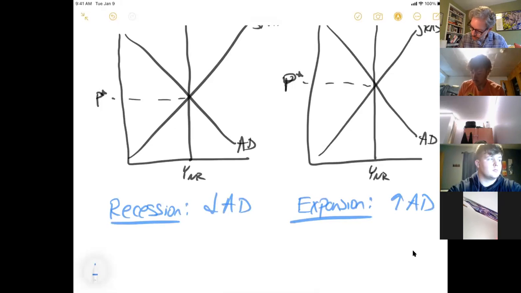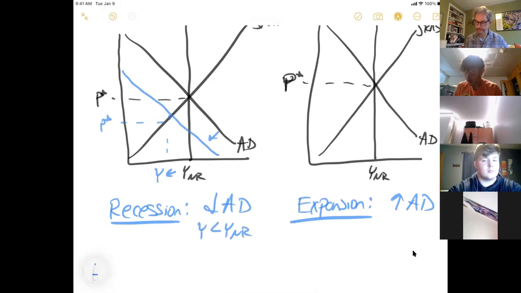Okay, so here in the first case, aggregate demand falls and output falls. And so we fall below the natural rate of output, right? This is a Keynesian recession. Why did aggregate demand fall? Well, it could be because of the loss of consumer confidence, right? A typical Keynesian kind of recession.